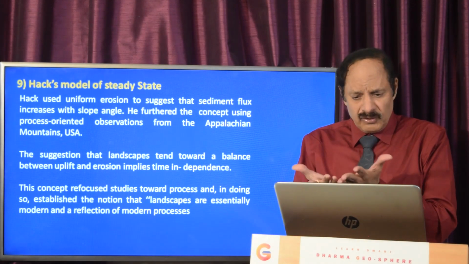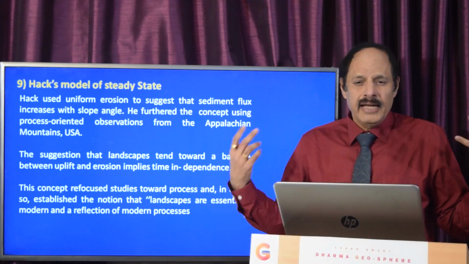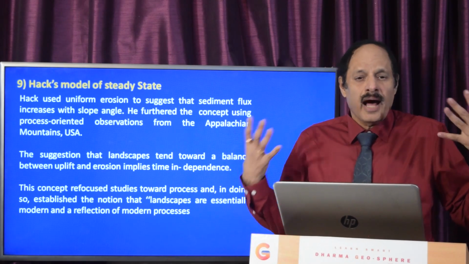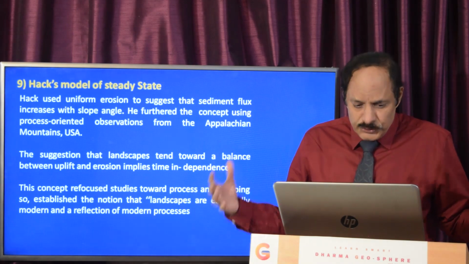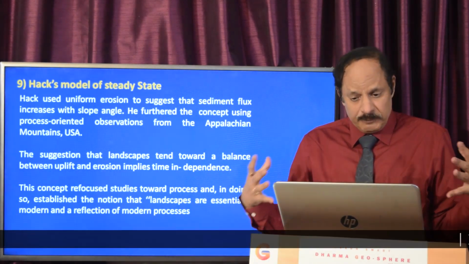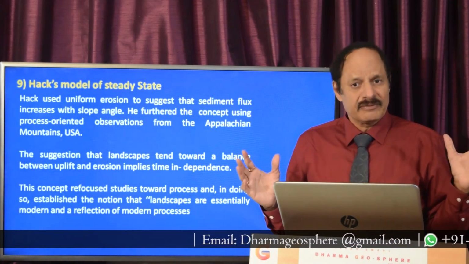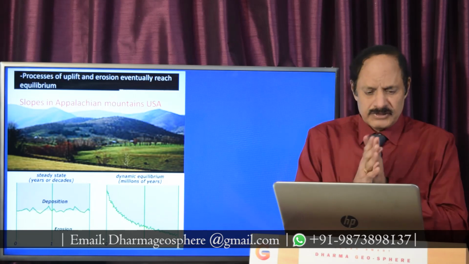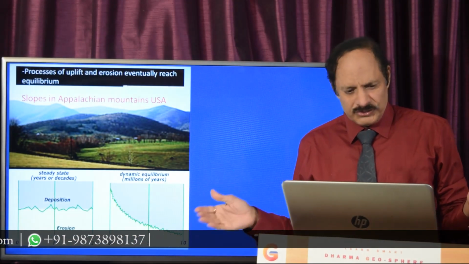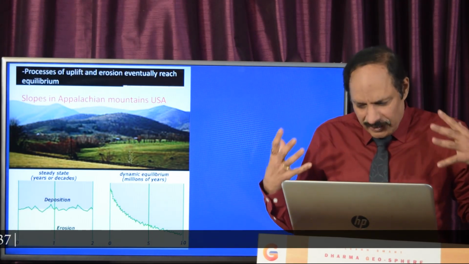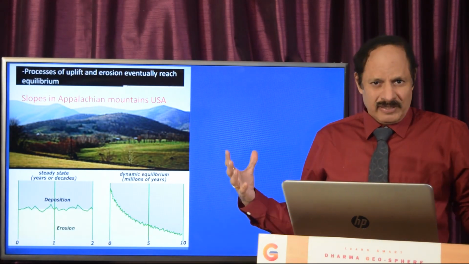And then Hack's model of steady state. Here he believed that there is some kind of equilibrium maintained by the balance between uplift and erosion. He worked extensively on the Appalachian Mountains in the USA. He suggested that landscapes tend toward a balance between uplift and erosion, implying that they are independent of time. So these are the slopes in the Appalachian Mountains, USA. Here he shows that the processes of uplift and erosion eventually reach equilibrium irrespective of the time period.